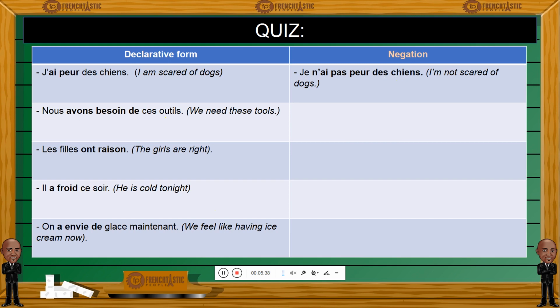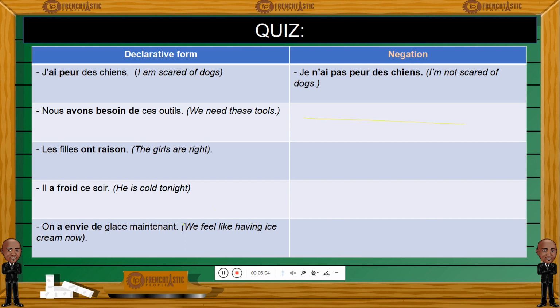Nous avons besoin de ces outils. We need these tools. How would you say that we do not need these tools? Write it down here. Les filles ont raison. The girls are right. How would you say that the girls are not right? Write it down here. Il a froid ce soir. He's cold tonight. Write down, he's not cold tonight.